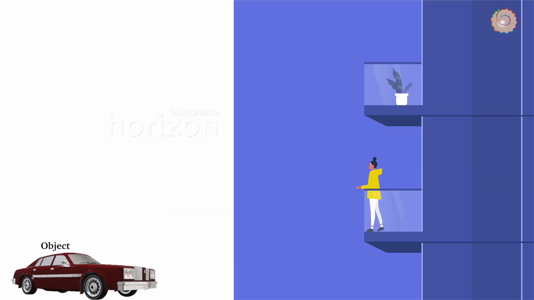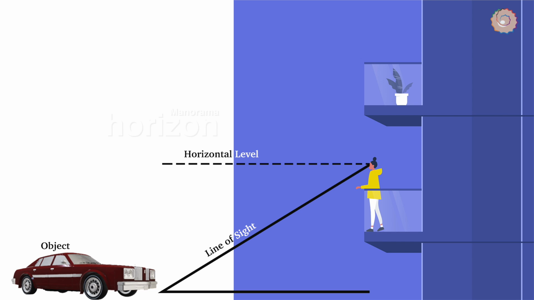Consider this instance, where a person is looking down at a car parked in the parking area. In this case, the line of sight is below the horizontal level.